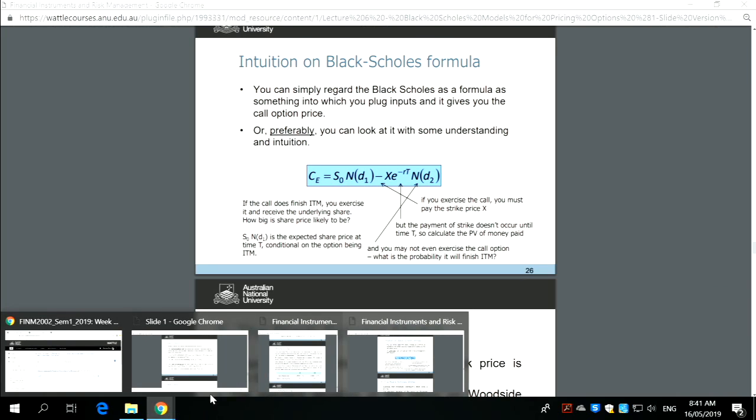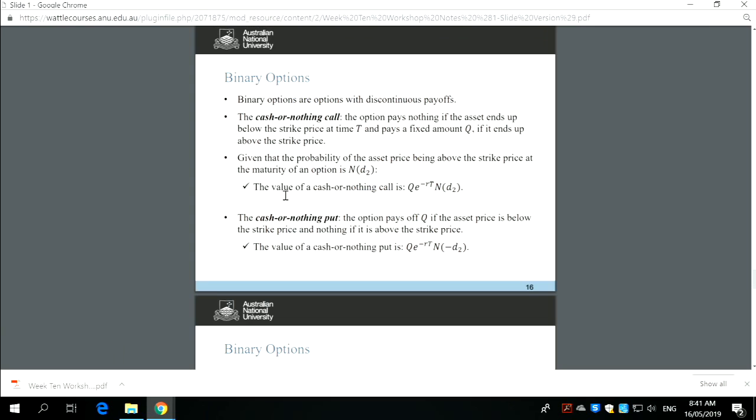So N(d2) gives us that probability. If that's the case, then the value of this cash-or-nothing call is simply the present value of the cash amount times the probability that you will get that cash, right? N(d2) tells us how likely the spot price gets above the strike. So in other words, the present value of the cash amount Q times the probability you will get that cash gives us the value of this cash-or-nothing call option.